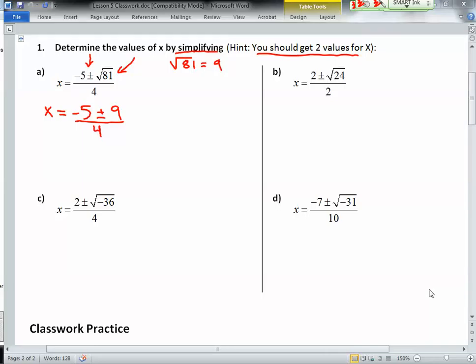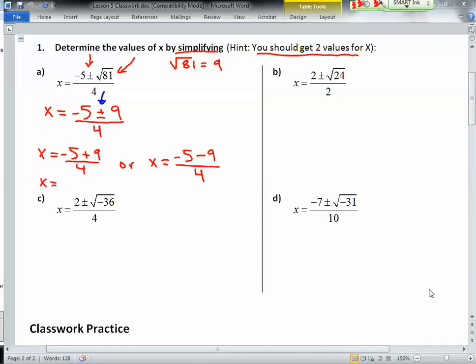Cool? Now at this point, I'm to the place where I need to divide this up into one expression with a plus and one expression with a minus. So my first expression is going to be x equals -5 plus 9 over 4. My second expression is going to be x equals -5 minus 9 over 4. With me so far? Morgan, you good? Okay.